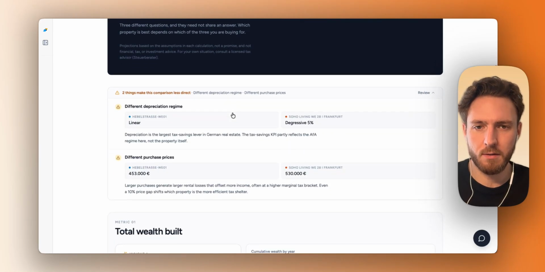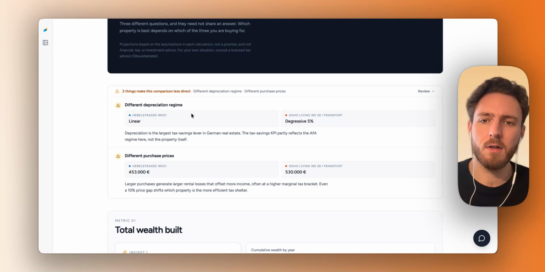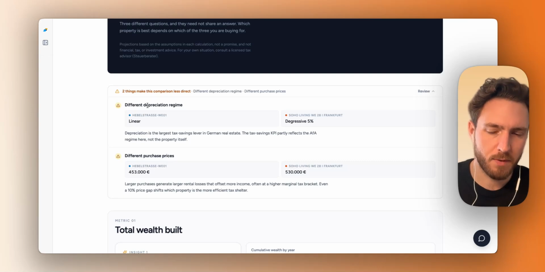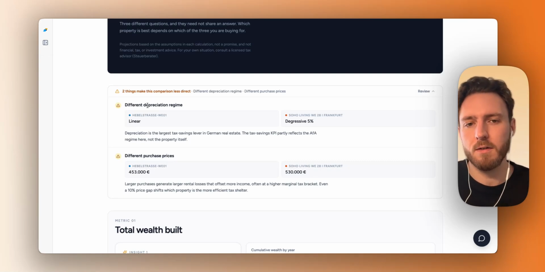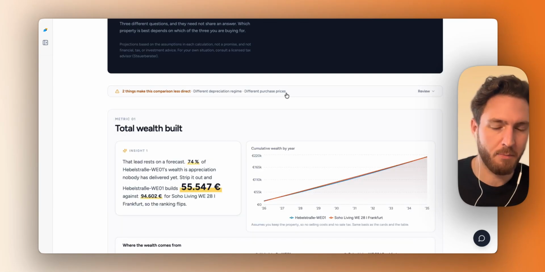Here you have a little marker that says, hey, look, actually there's a few different things about these two properties that you should know and keep in mind for the comparison, right? Not every comparison is fair, so just keep that in mind. In this case, they have a different depreciation regime and they have a quite high gap in the purchase price, which obviously has impacts in itself.